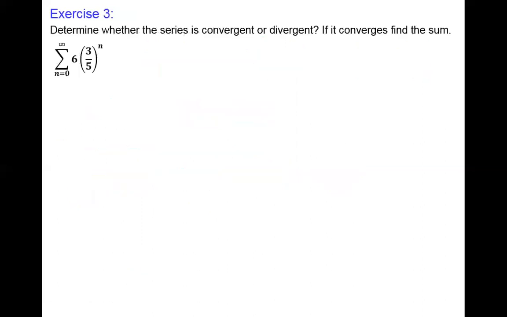Determine whether the series is convergent or divergent. If it converges, find the sum. Okay. Now, the summation starts from n equals 0 and goes off to infinity. And the formula is 6 times 3 over 5 to the power of n. That means again, I recognize that it's a geometric one because n is placed in the exponent and there are no other n's around and no expanded form. The only quantity taken to the power of n is 3 over 5. That means this is my common ratio.